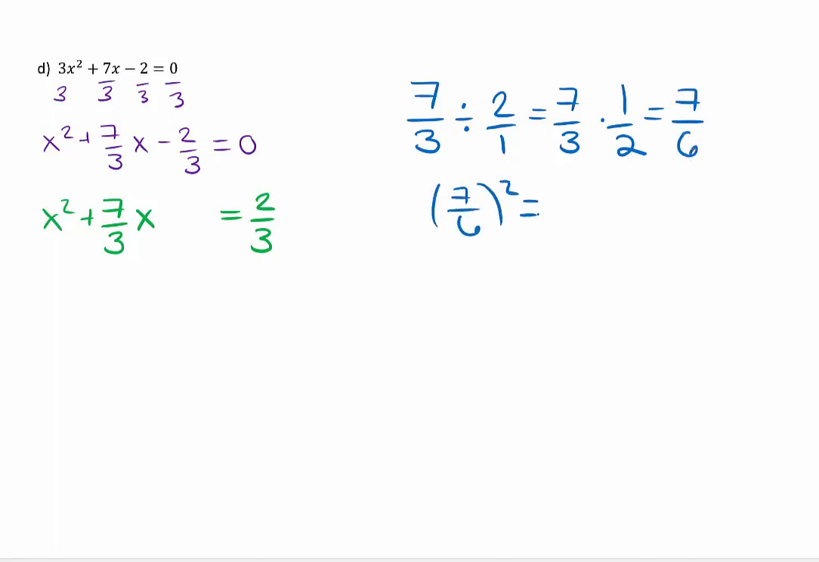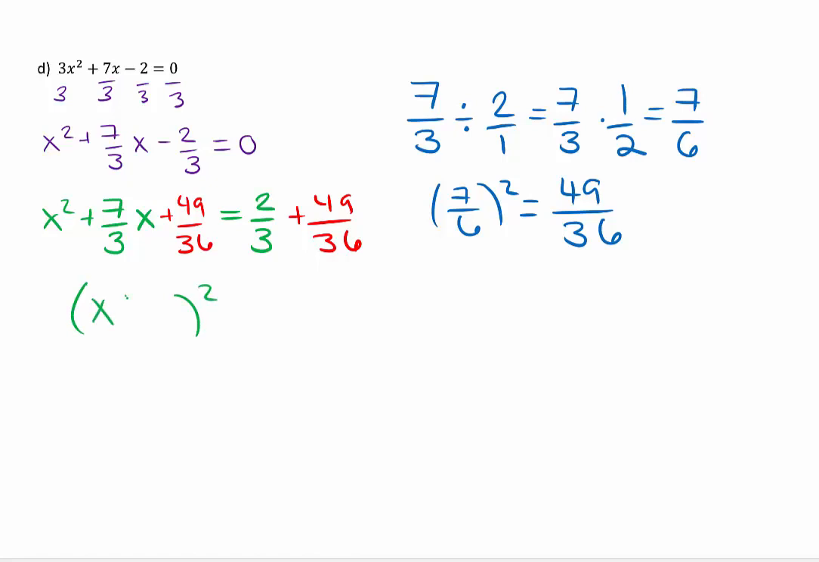So we take the number in front of the x, we divide it by 2, and we square it. 7 squared is 49, 6 squared is 36. So I have to add 49 over 36 to both sides. Okay, step 3, I factor. This is going to be x plus something squared. The something is always whatever you squared.